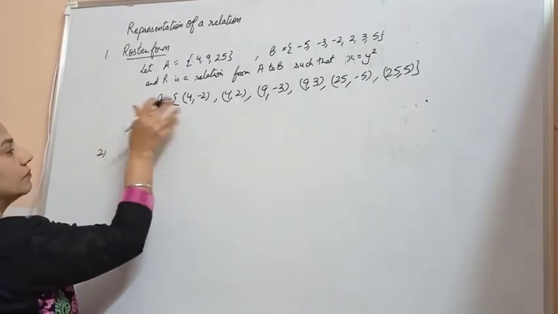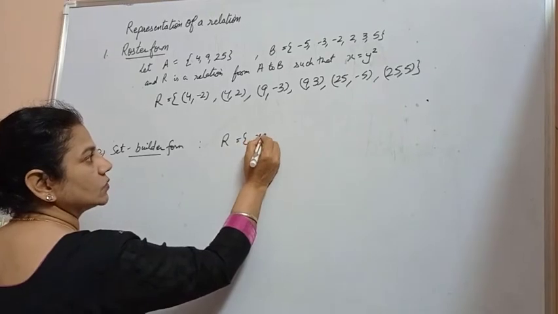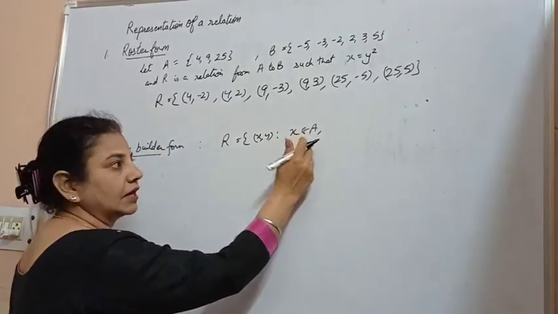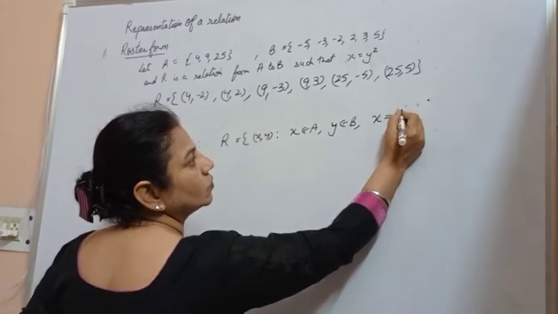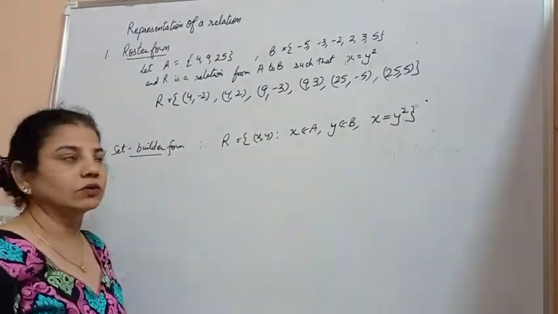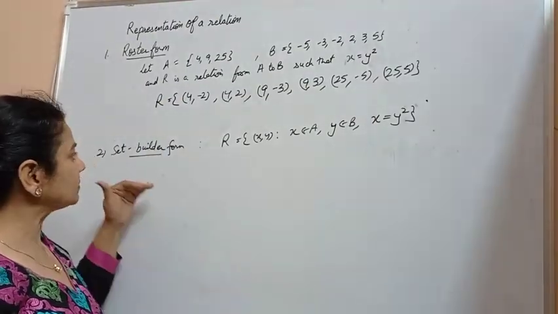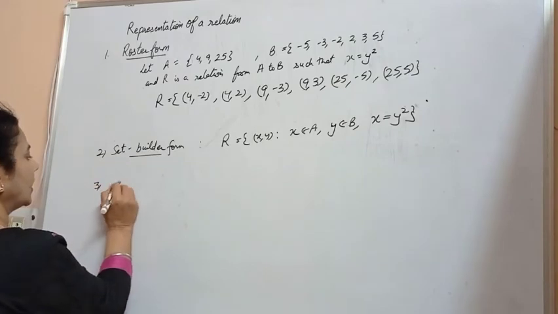Now the same relation is expressed in set builder form. We write it as relation R = {(x, y)} such that x belongs to set A and y belongs to set B and x is equal to y square. The same relation is expressed in set builder form. If I have to explain the same relation in a Venn diagram or arrow diagram, we say arrow diagram for this relation.